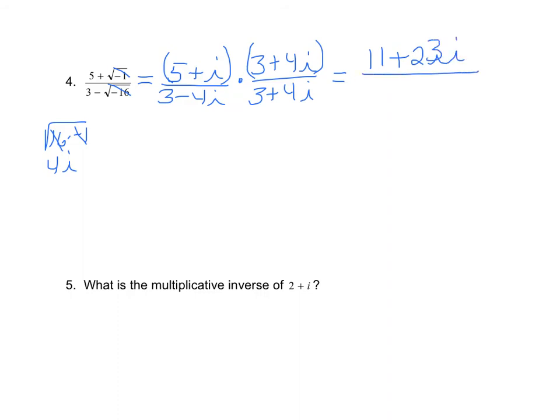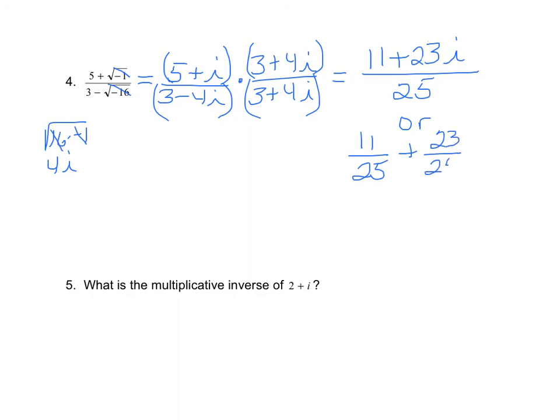And on the bottom, you're going to put that into i part also. Pause the video and come back. All right, hopefully you ended up with 25. Take a look at all the leading coefficients. You have 11, you have 23 and you have 25. You can't reduce any of them by the same number, so there's my answer. Or your answer can also be written as 11/25 plus 23/25 i.